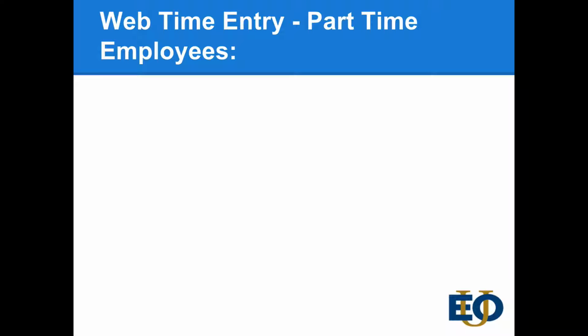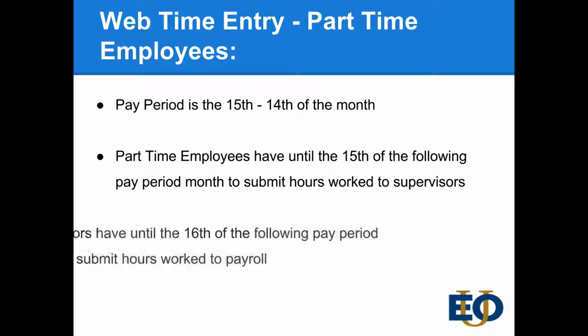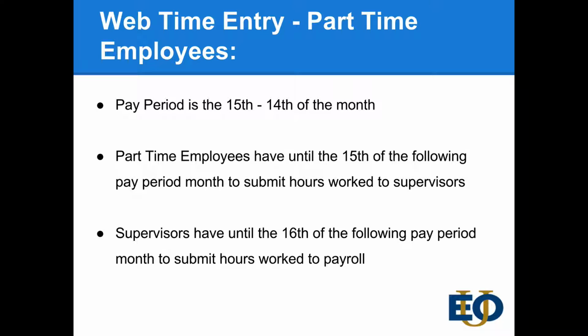Part-time classified employees will follow a similar pattern, but their pay periods will cross through mid-month. Let me explain here. Your pay periods will start at the 15th of each month and then conclude on the 14th of the following month. So let's say, for example, your pay period starts July 15th, it concludes August 14th. Part-time employees will have until the 15th of the following pay period month to submit their hours worked to supervisors. And supervisors have until the 16th of the following pay period to submit their hours worked to payroll.